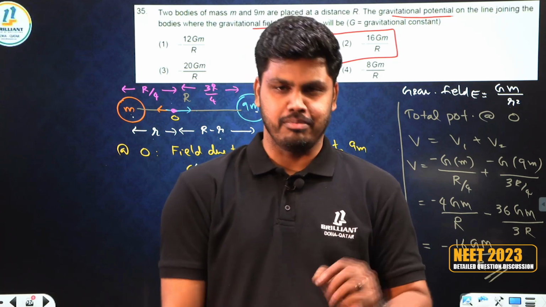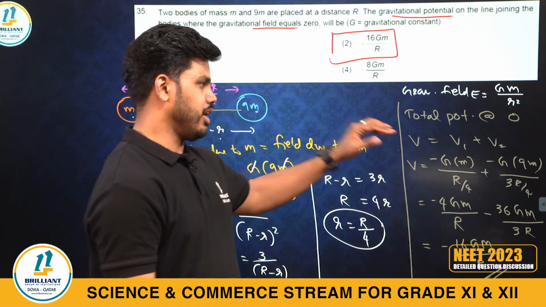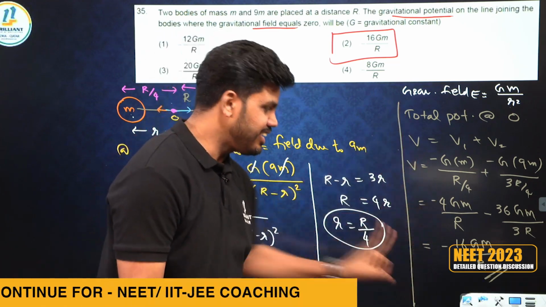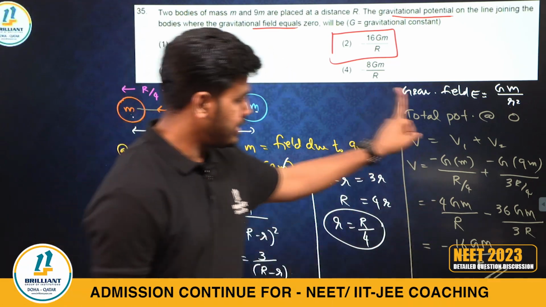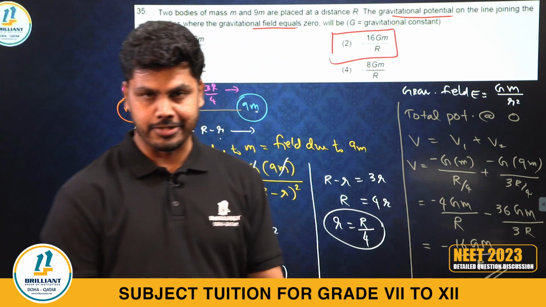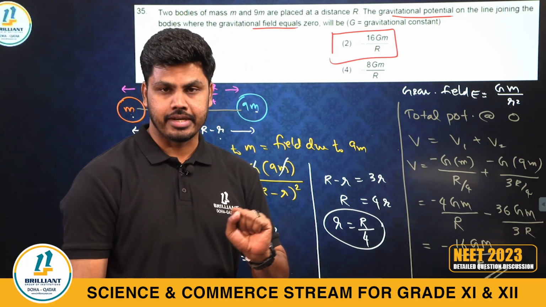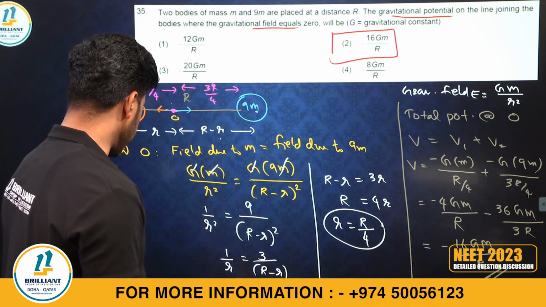It was a little lengthy compared to the previous questions, right? We have enough questions to save our time, and this was a little lengthy. We had to find out R first, then find out the total potential. Okay, so question number 35, option 2 is the correct answer. Moving on to the next.